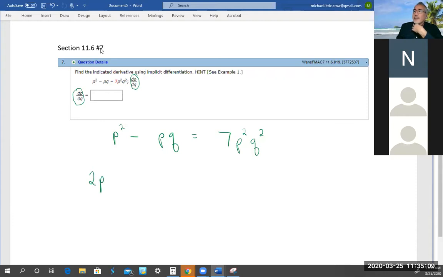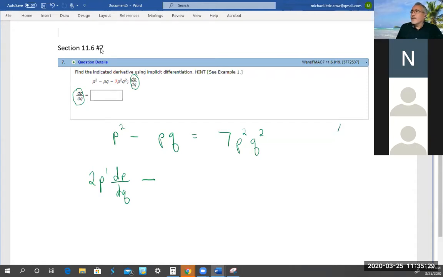Subtract 1 from the exponent, so that's P to the 1st power. And then what we did is we took the derivative of P with respect to Q. Okay, so that part is done. That's the simple part. Okay. We get to this, which is going to be a product rule.